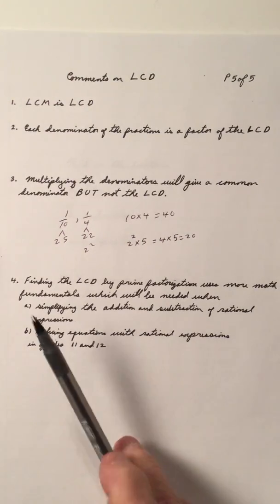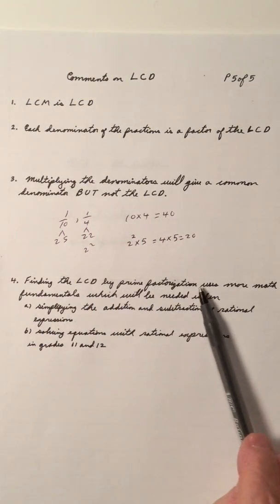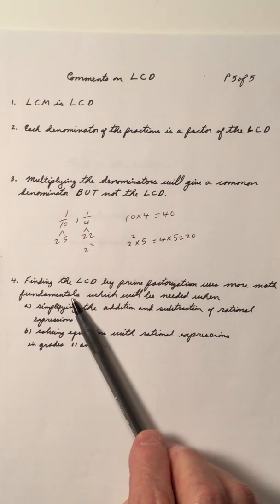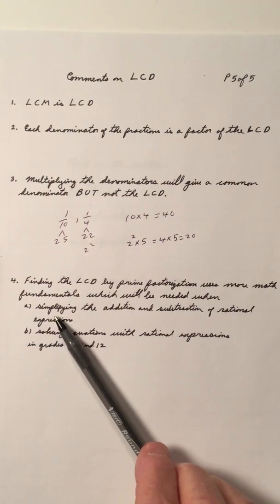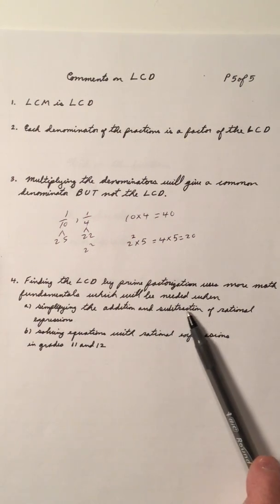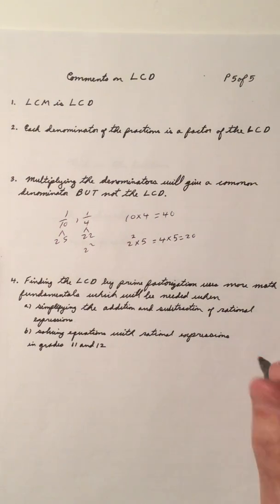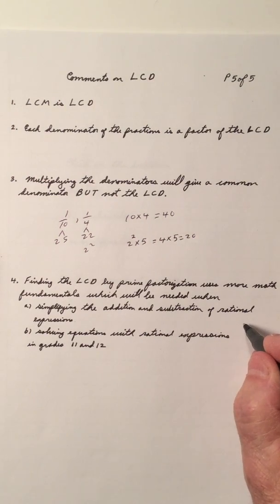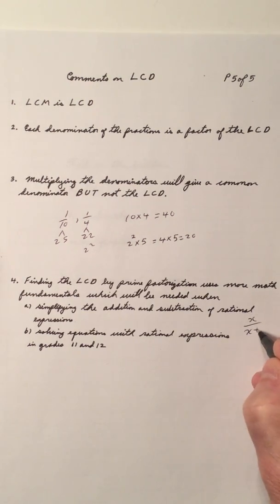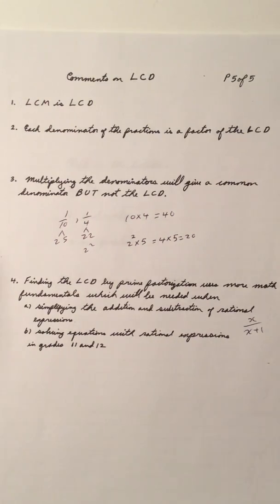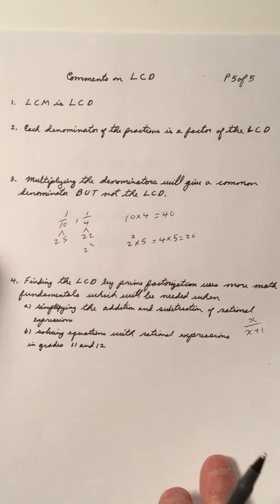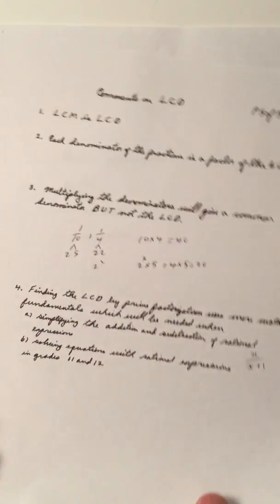But it works. Finding the least common denominator by prime factorization uses more math fundamentals, which will be needed. Again, you heard me say this before for previous videos. Simplifying and adding and subtracting rational expressions. Rational expressions are fractions, but they got algebra in them. Like they got x over x plus 1, etc., etc. Rational expressions. Solving equations with rational expressions in grade 11 and 12. Very important to find the LCD of fractions with numbers.